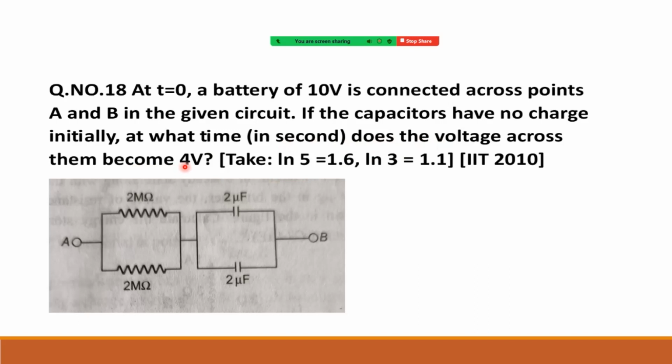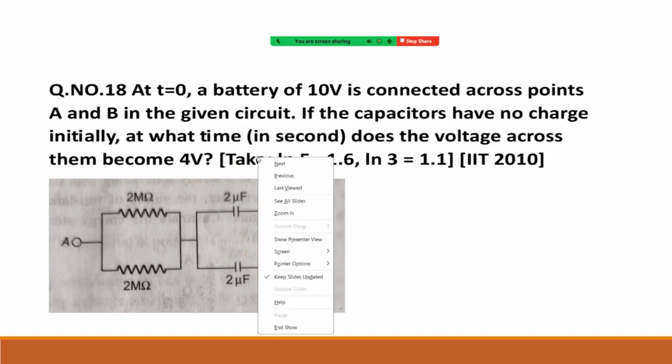So almost the same as the previous question, right? Connecting a battery of 10 volt. At what time does it become 4 volt across them? Then see what we can do. He's asking across them, meaning across the capacitors, right? If the capacitors have no charge initially, at what time does the voltage across the capacitors become 4? Then see how to solve it. Given ln 5 and ln 3.